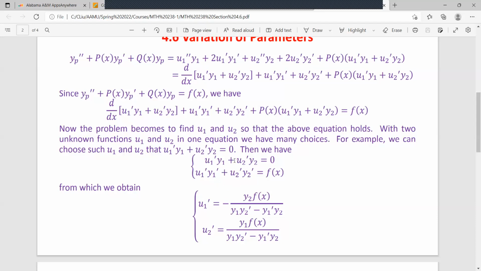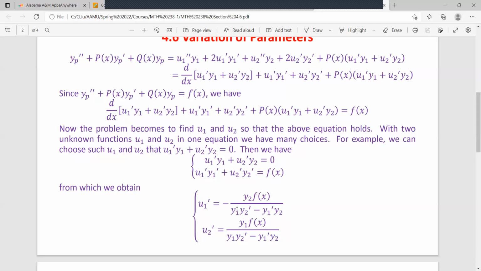Or you can use determinant matrices to solve it. But at the end, we get u1 prime equals negative y2 f over y1 y2 prime minus y1 prime y2, and u2 prime equals y1 f over y1 y2 prime minus y1 prime y2. Okay. So now all of the functions, y1, y2, and f, we know.